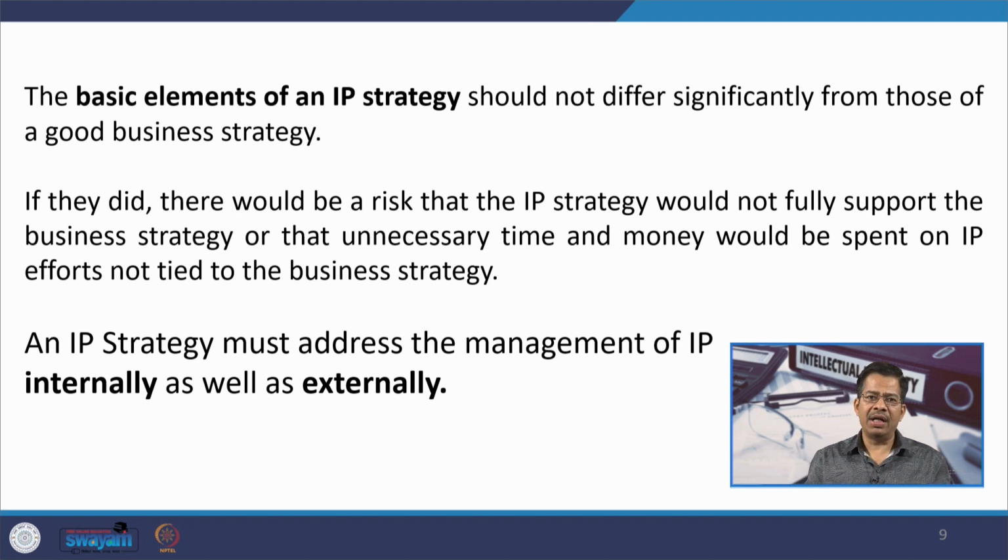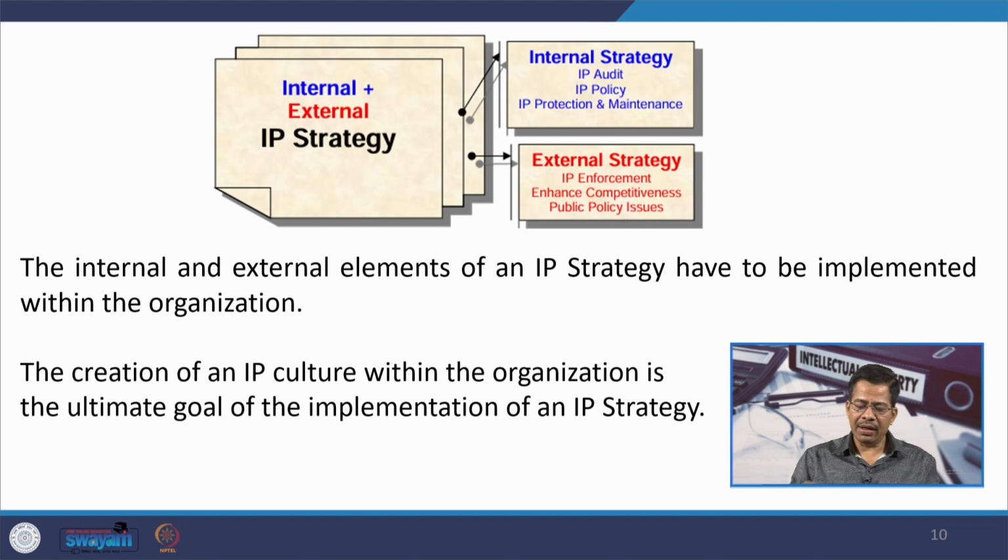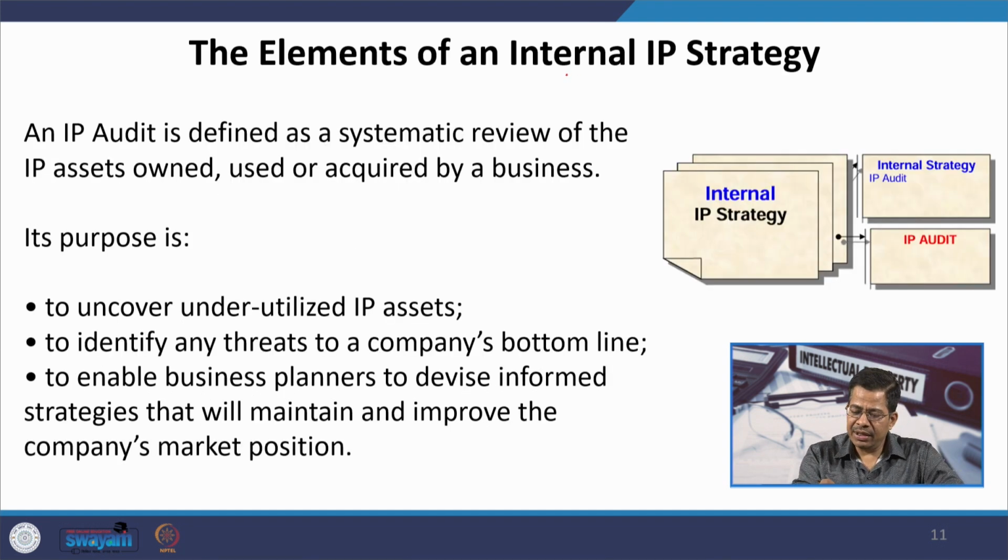Now, as we just discussed, your IP strategy needs to be in alignment with your business strategy. So, we need to see that there are 2 very important components of this IP strategy. These are internal strategy and external strategy. There are different elements of internal strategy, like IP audit, IP policy, IP protection and maintenance. And in external strategy, it is about enforcement, enhancing the competitiveness and public policies issue. So, let us discuss them one by one, what is the meaning of IP audit, IP policy, IP protection. So, let us first discuss internal IP.